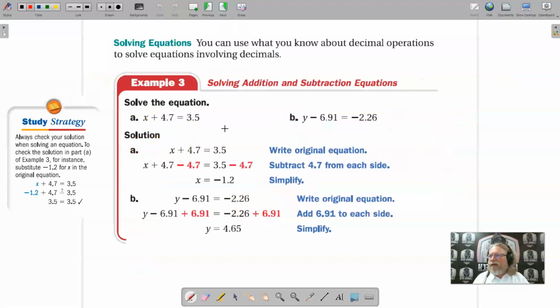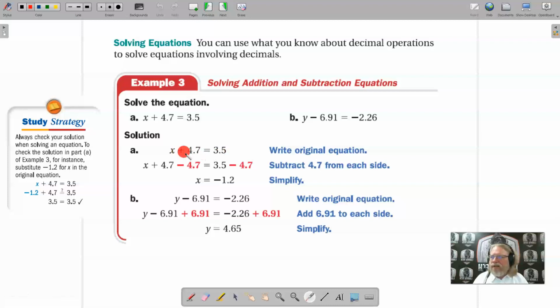So in solving equations with decimals, it's pretty much just the same as solving equations with integers. So you can use what you know about decimal operations to solve equations involving decimals. So we're going to solve these two equations here. We have x plus 4.7 equals 3.5.